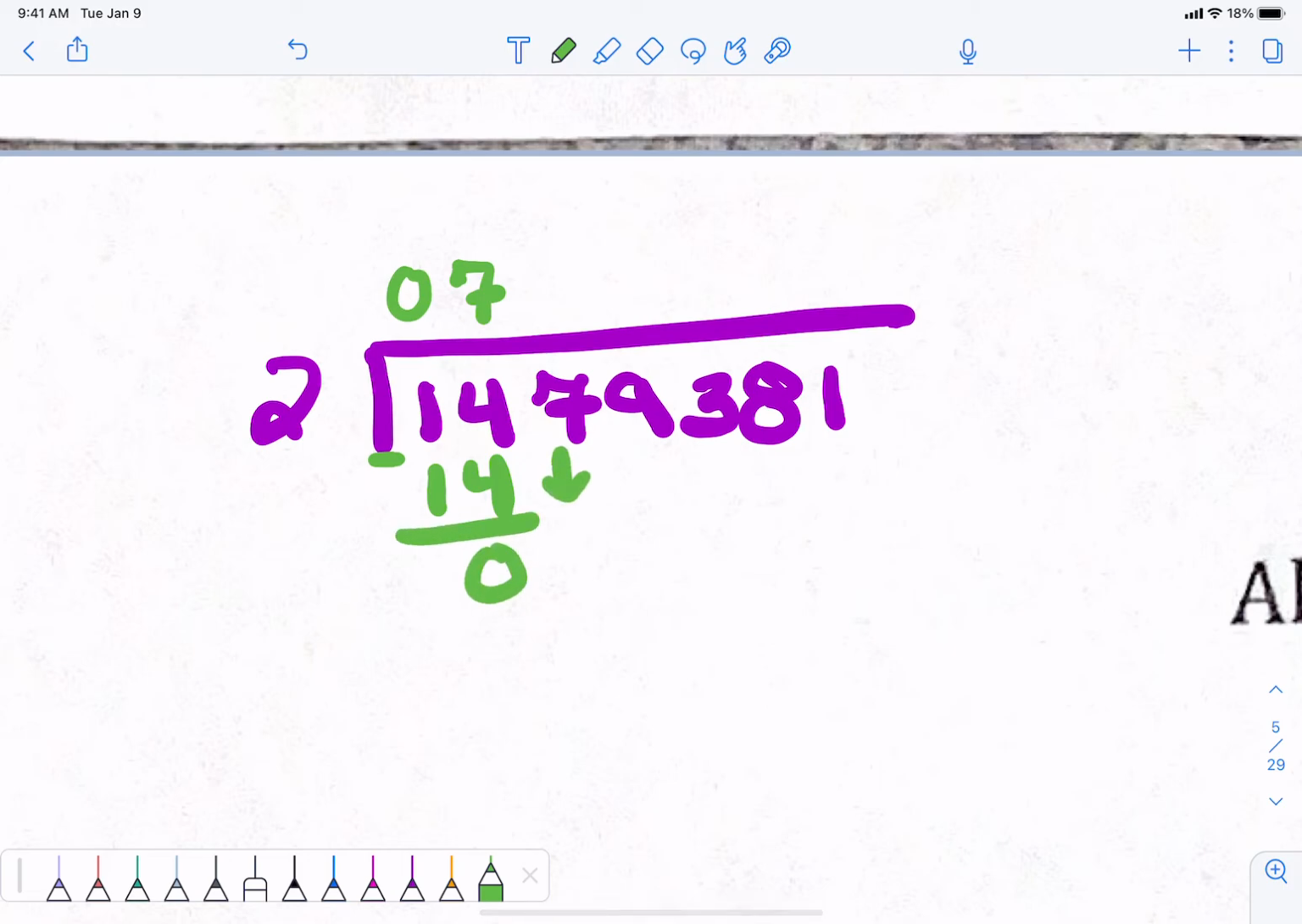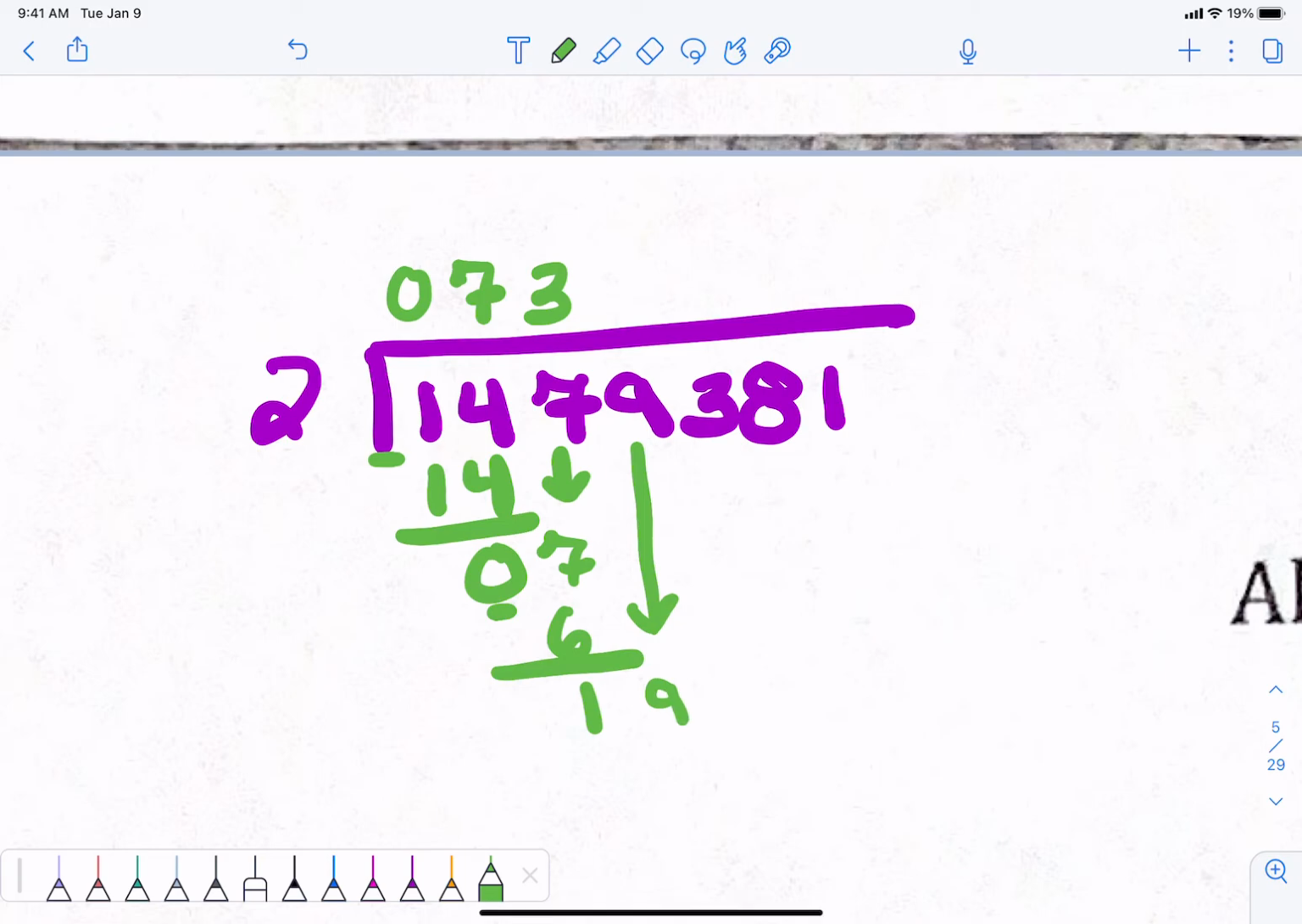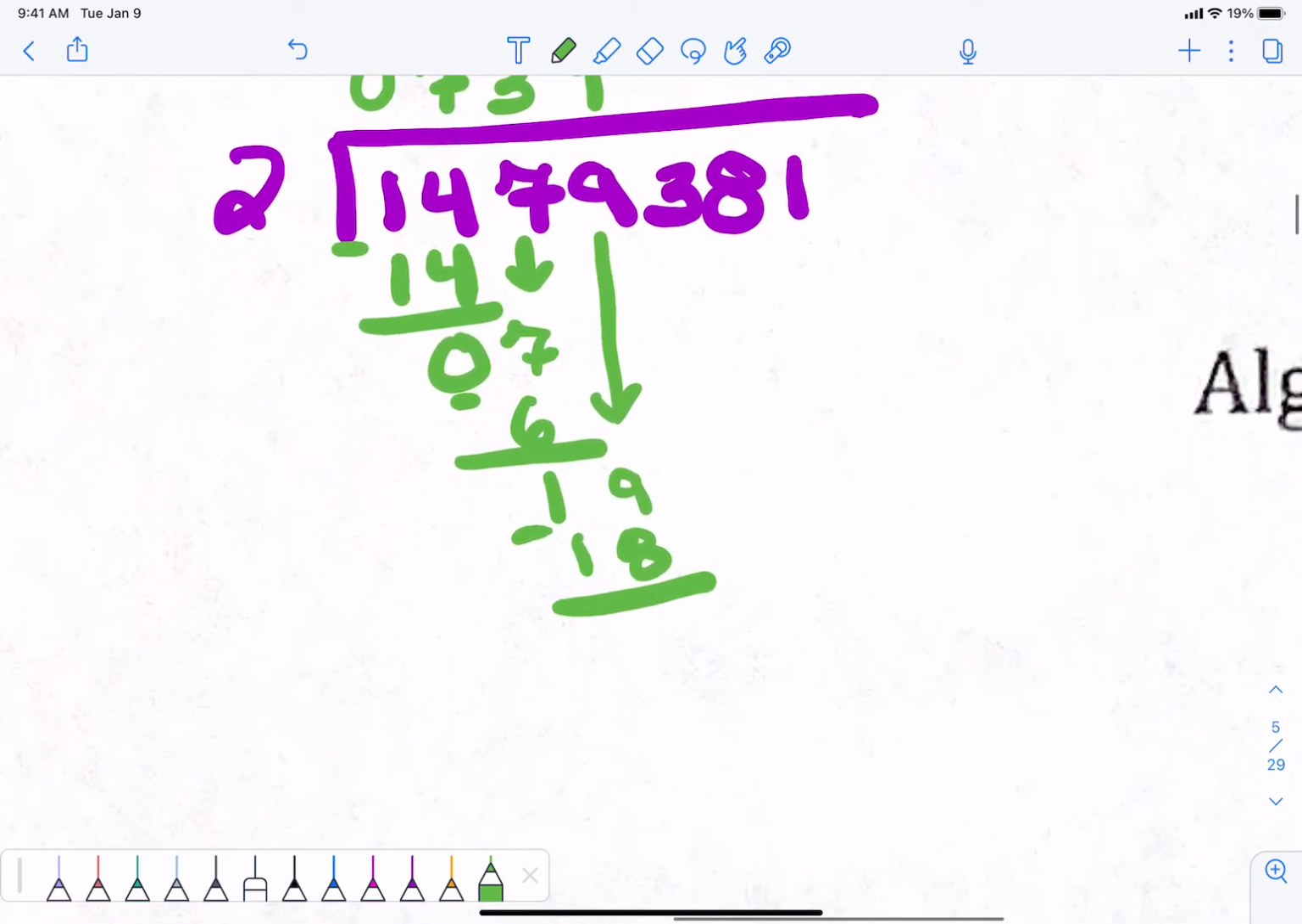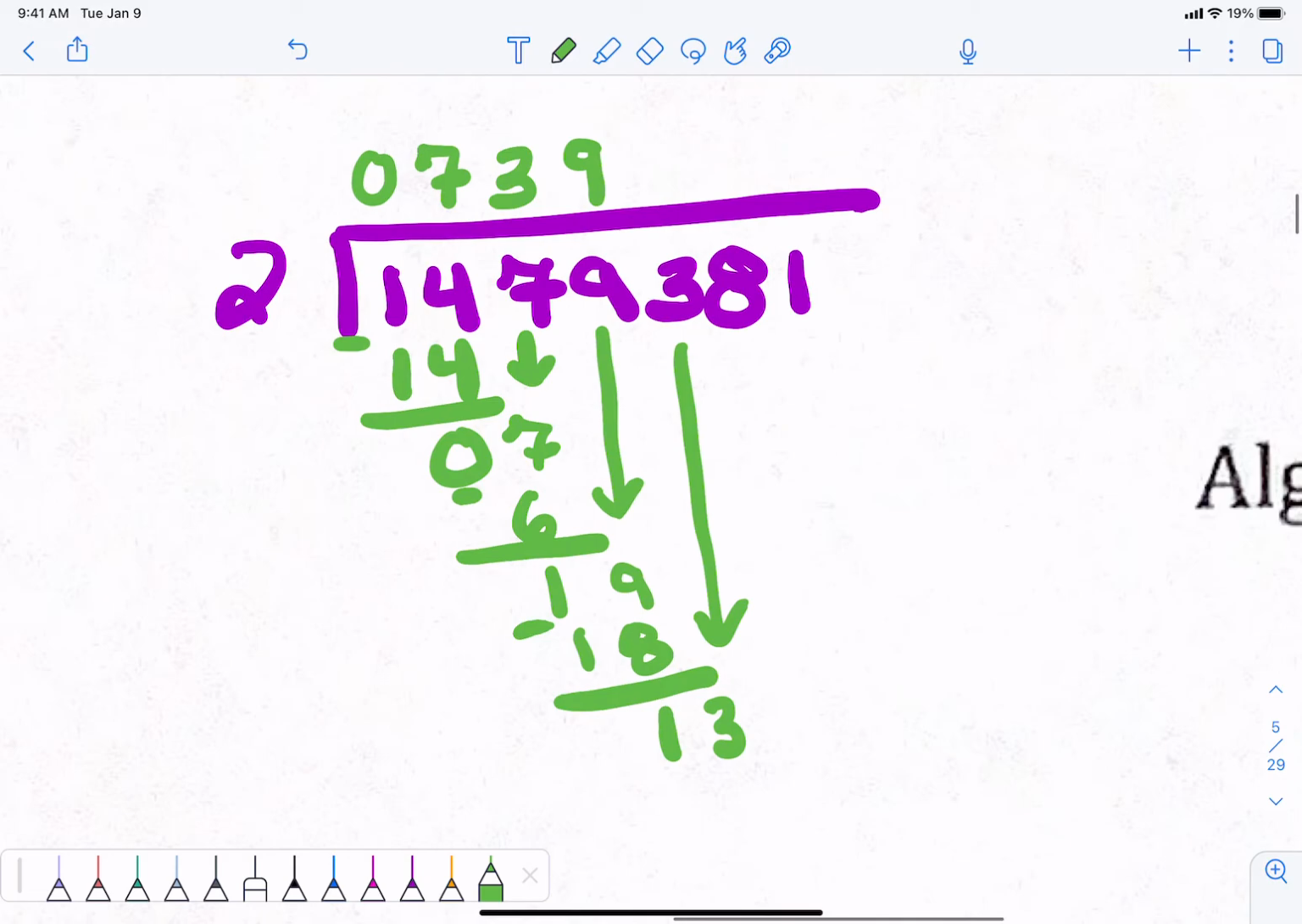And then you drop the 7 down. And then you say, how many times does 2 go into 7? Okay? And it is 3. 3 times 2 is 6, but then you subtract it, and that's 1. Bring down the 9. Am I going too fast? We all remember this process. How many times does 2 go into 19? 9 times. 9 times 2 is 18, and then we subtract it. Okay, 19 minus 18 is 1. Drop the 3 down. How many times does 2 go into 13?